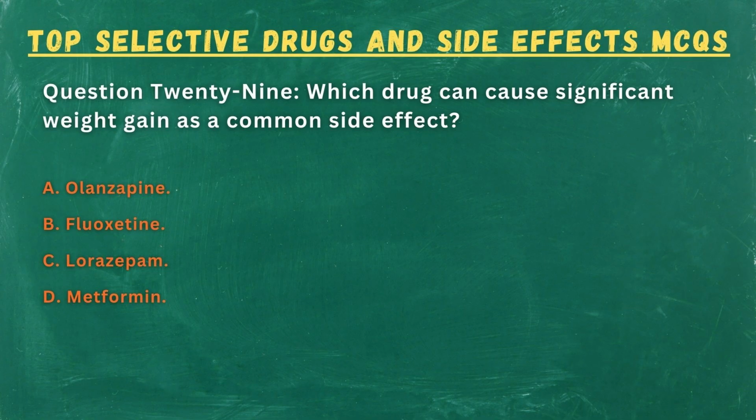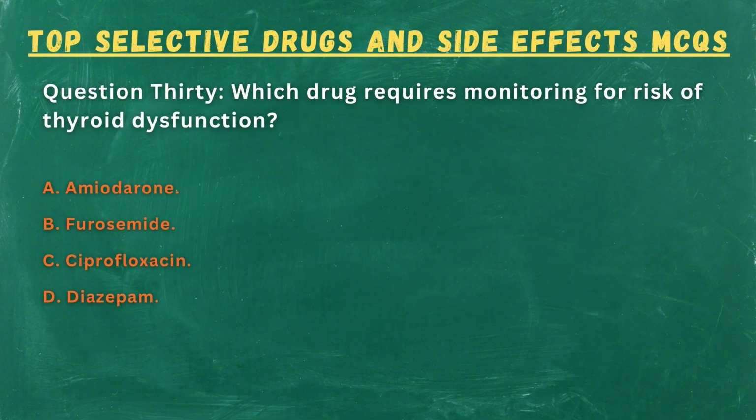Question 29. Which drug can cause significant weight gain as a common side effect? A. Olanzapine. B. Fluoxetine. C. Lorazepam. D. Metformin. Answer: A. Olanzapine.